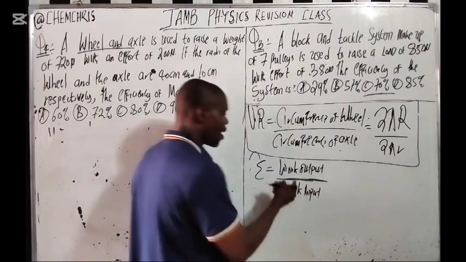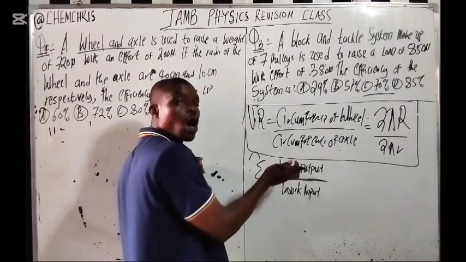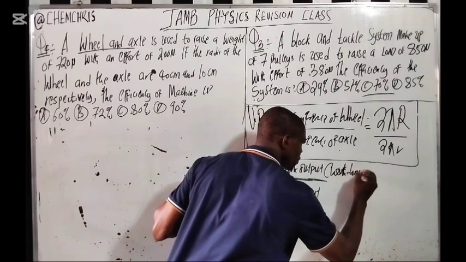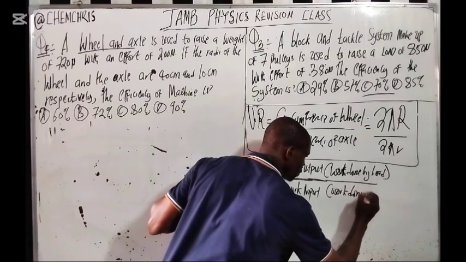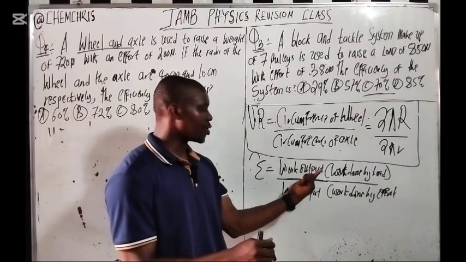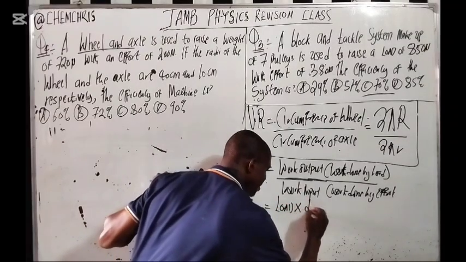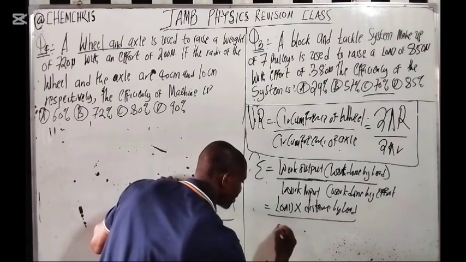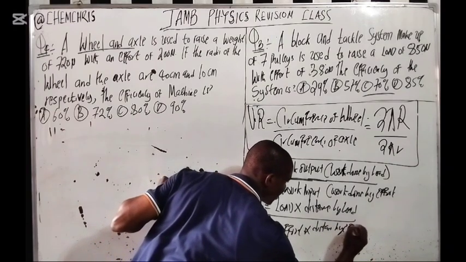What does it mean? Work output is the work done by the load, over the work done by effort. So work output is load times distance moved by load, over effort times distance moved by effort.